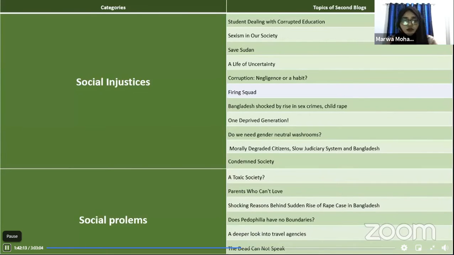Now, the second blog posts were entirely written on social injustices and social problems because they were guided, they were instructed to do so. But this is interesting because the students weren't guided about what social injustices are. So it was kind of an experiment. I wanted to see whether they could actually identify social injustices or whether they mix it up with other social problems. So they did mix it up. A lot of people wrote on social injustice, but some people could not differentiate, so they wrote on social problems. Sorry for the typo there.